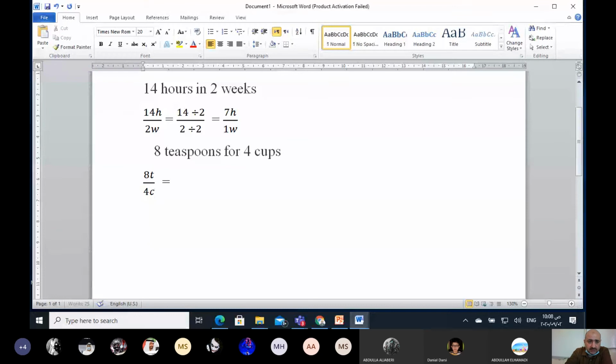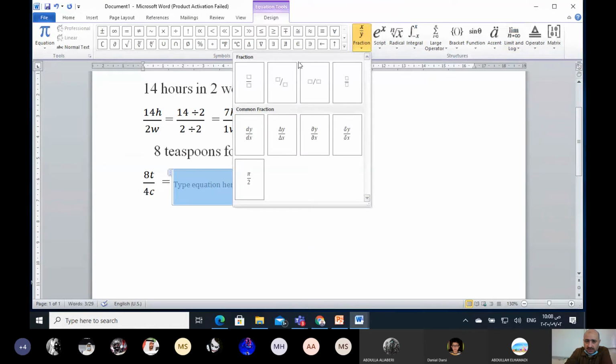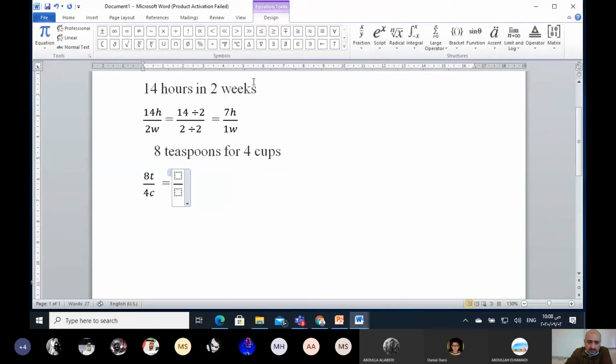Now the unit rate. How to change to the unit rate? Look at the denominator. What is the denominator in the rate? Look here, the denominator is 4. So divide up and down by 4. 8 divided by 4 will be 2, and 4 divided by 4 will be 1.